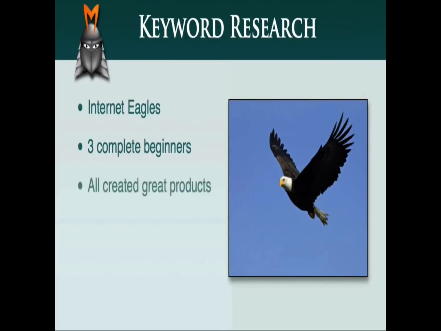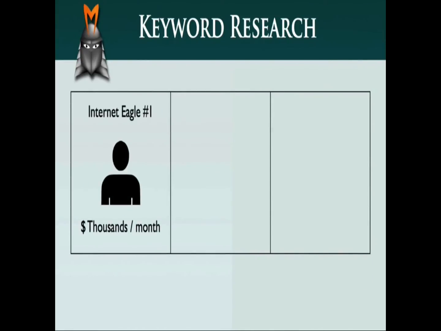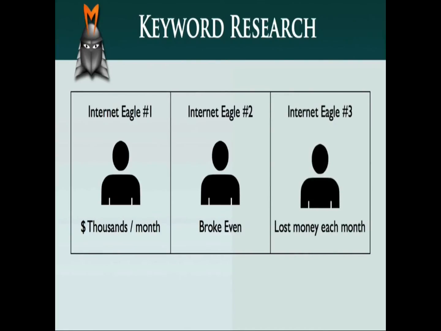All 3 of them worked extremely hard to create their own ebooks, and they all followed exactly the same marketing process. However, the results they achieved varied dramatically. The first Internet Eagle instantly began earning thousands of dollars per month. The second Internet Eagle basically broke even. And the final Internet Eagle lost money each and every month.